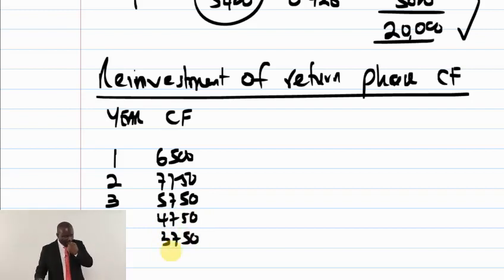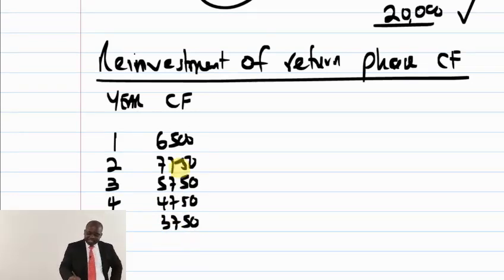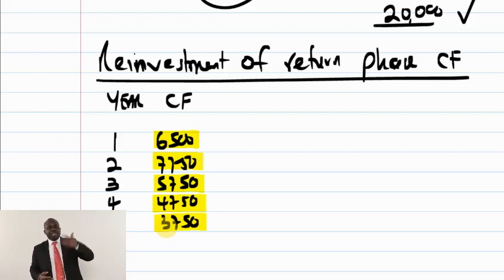Okay, now bear with me. What we're saying here is that these cash flows from the return phase are supposed to be reinvested at the cost of capital, compound interest. If I would have to reinvest them, I would have to make a return which is equal to the cost of capital.